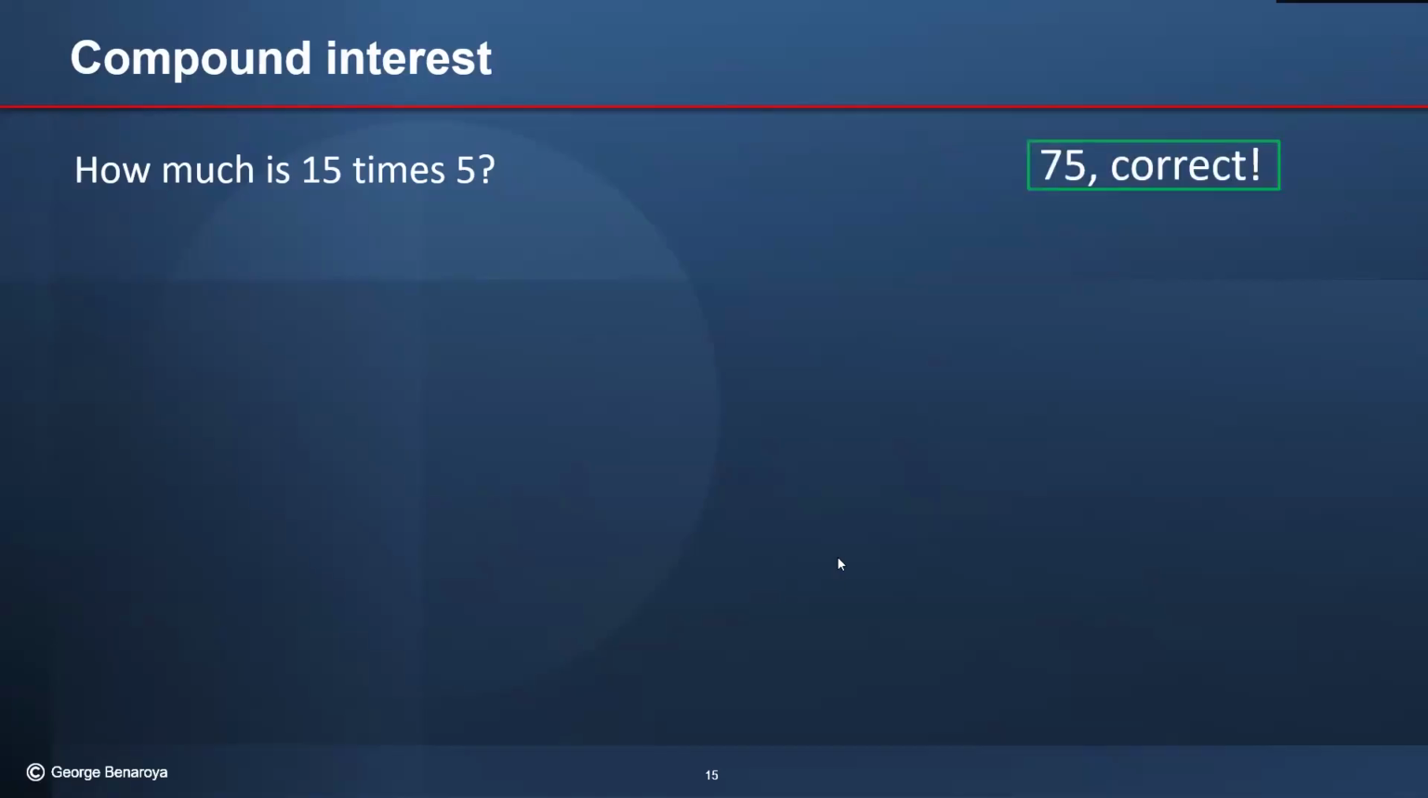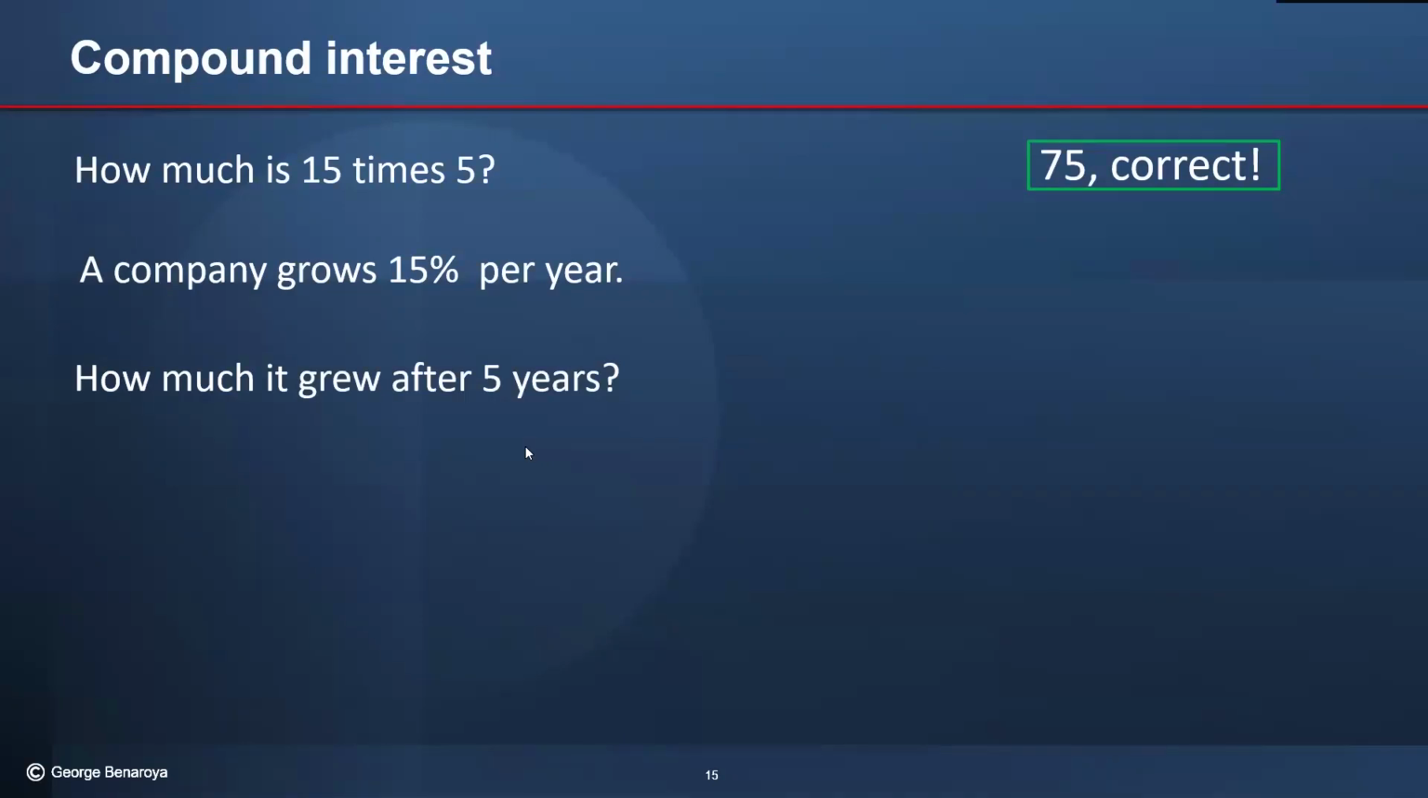Now, let's try to think about a company that is growing 15% per year. After 5 years, by how much will it have grown? Well, following the same math, we will get to 15 times 5 is 75, but that would be the incorrect answer. Let me explain why.